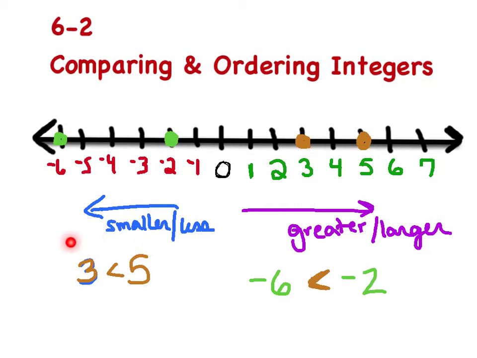I think we can understand that 3 is less than 5. I think the difficulty will come in with these negative numbers. It's going to be very important to think about how they appear on the number line: the least is to the farthest left, and the greatest is to the right.